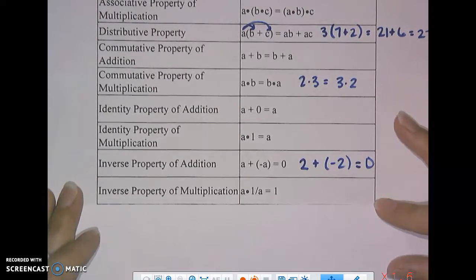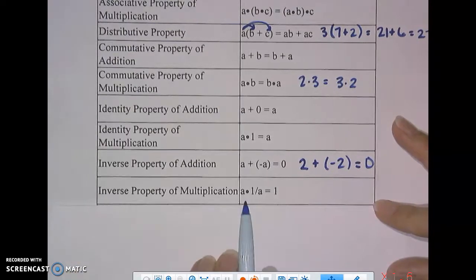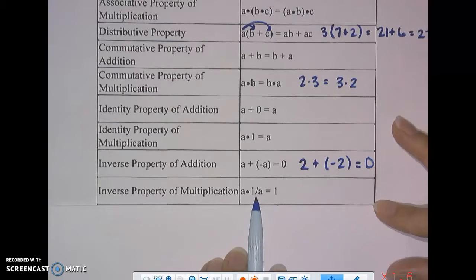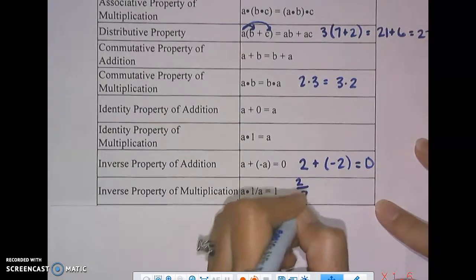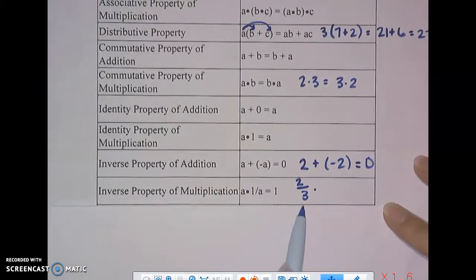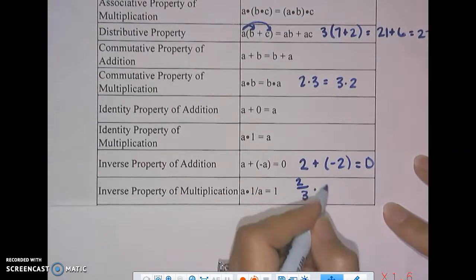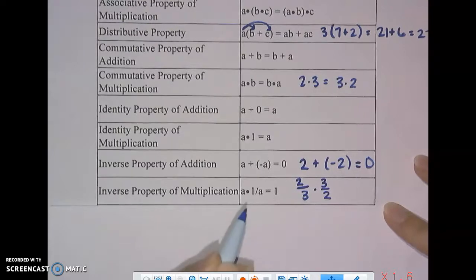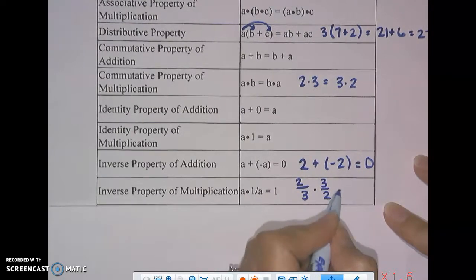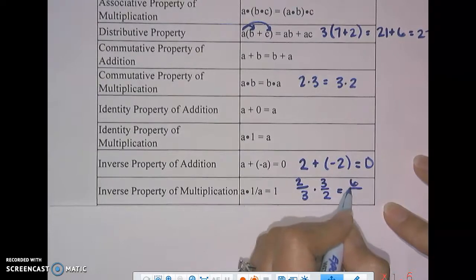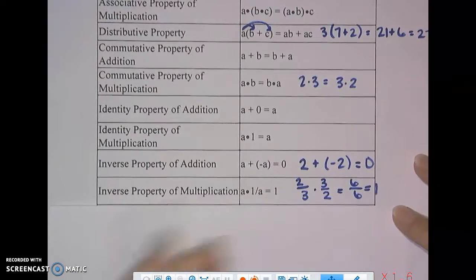The inverse property of multiplication says that if we take a number and multiply it by the reciprocal or its inverse, that would give us 1. So, for example, if we have 2/3, the reciprocal of that or the inverse of that number would be 3/2. And when we multiply 2/3 times 3/2, taking the long way, we would get 6/6, which does just give us 1.